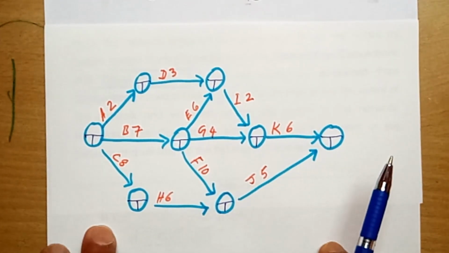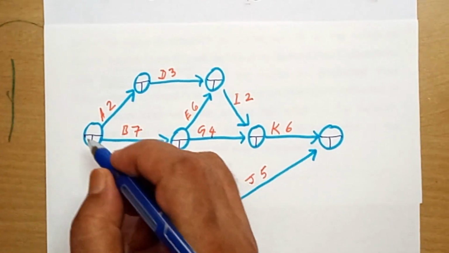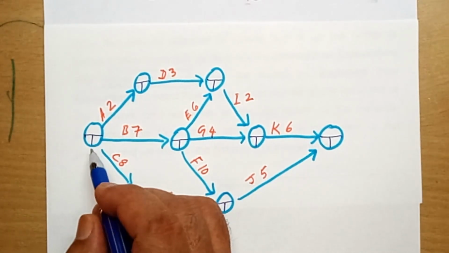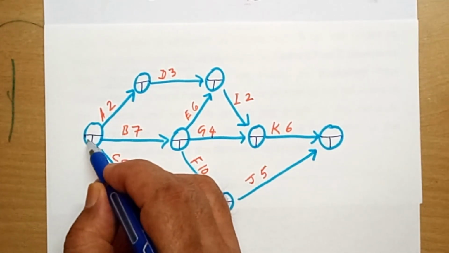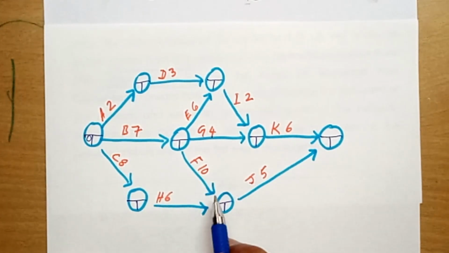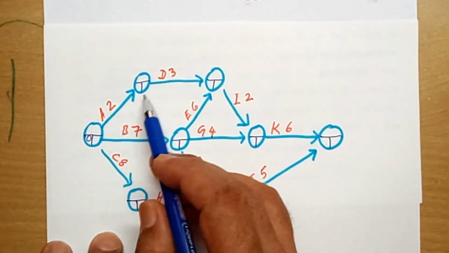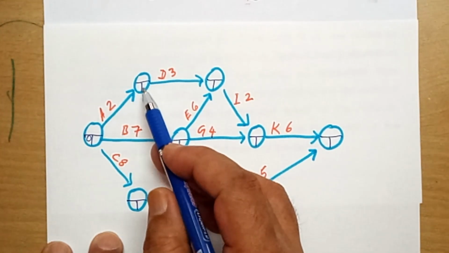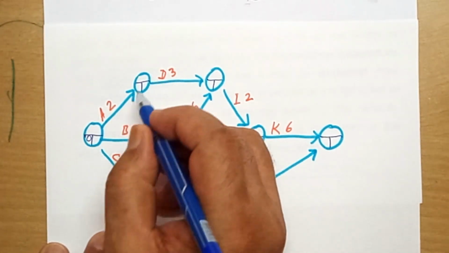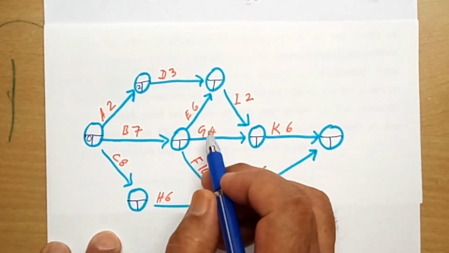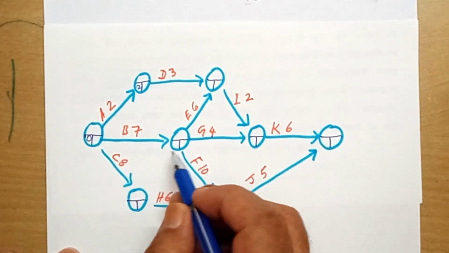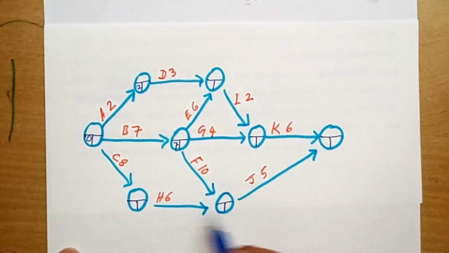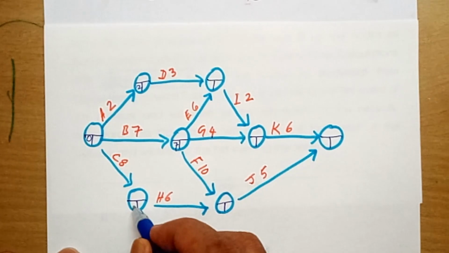So in forward pass, you put 0 here. The left hand side of the lower part of each node is for earliest start. So earliest start, put 0. And keep on adding the duration and put the figure in the left hand side of the lower part of the node, right? 0 plus 2, 2. Then 0 plus 7, 7. Right? 0 plus 8, 8.